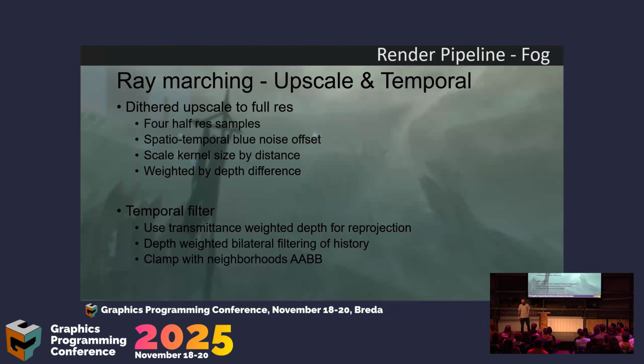So the temporal filter is nothing special. During ray marching, we also output the transmittance weighted depths and use them for reprojection. We fetch history using a depth-weighted bilateral filter and clamp radiance and transmittance by a pixel's neighborhood color AABB.